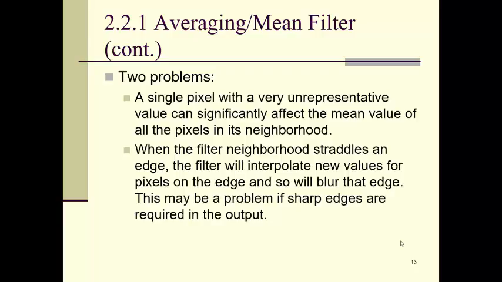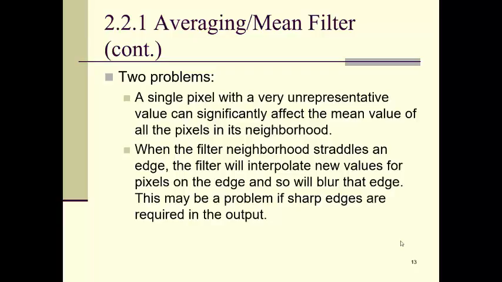Yes. If I make an average for the pixel using its neighborhood, this means that if I'm going to straddle, if I'm going to cross a certain edge, this edge will be blurred. This edge will be hazy. I will not be able to define it anymore.